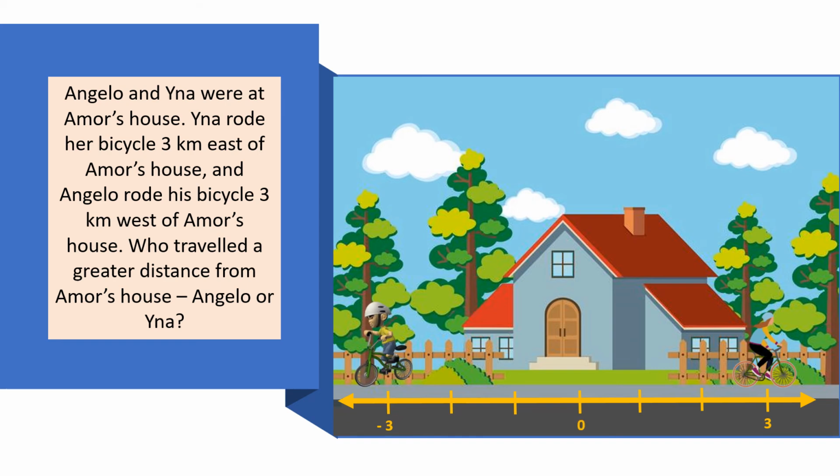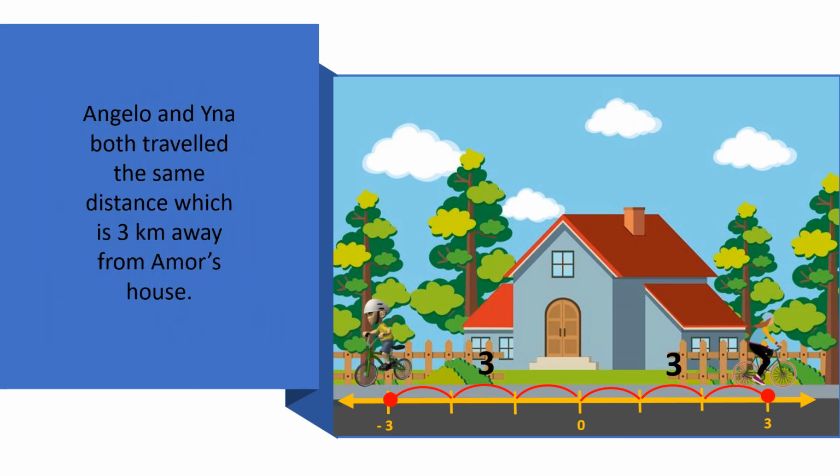We can represent the distance traveled by Ina from Amor's house as positive 3, while the distance of Angelo is negative 3, and Amor's house as 0. So let's count the distance traveled by Ina. 1, 2, 3. How about Angelo? 1, 2, 3. And there you go. Angelo and Ina both traveled the same distance, which is 3 kilometers away from Amor's house.